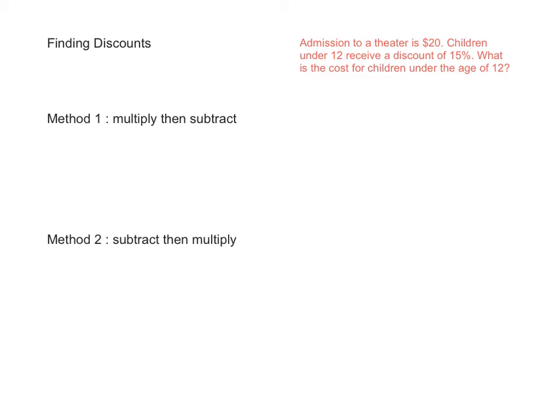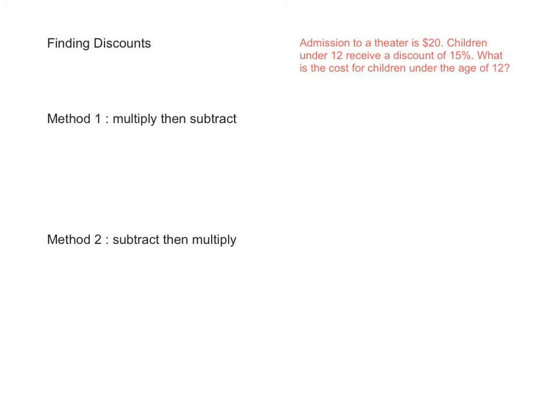All right, now we're off to finding discounts. We really enjoy that word discounts because we know we're going to get a lesser price. So we know that there's a percentage of a discount that's going to be subtracted from the original amount. In this case, we have admission to a theater is $20, but children under the age of 12 receive a discount of 15%. We're looking for the cost for children under the age of 12.